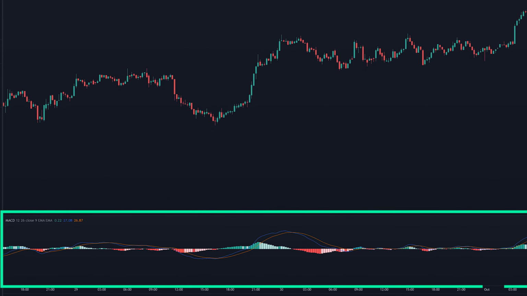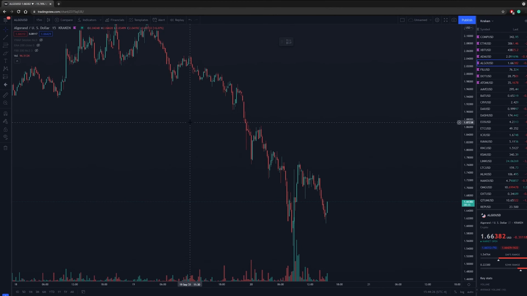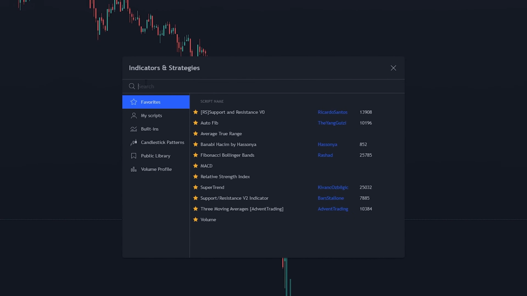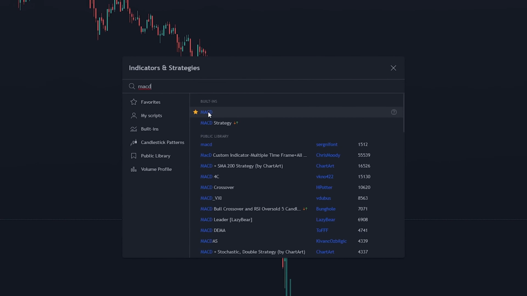First things first, let's add the MACD indicator to our chart. To do that, you're gonna go to TradingView or whatever chart website you prefer, and then you're gonna go up here to the Indicators tab. Type in MACD and click this top one.